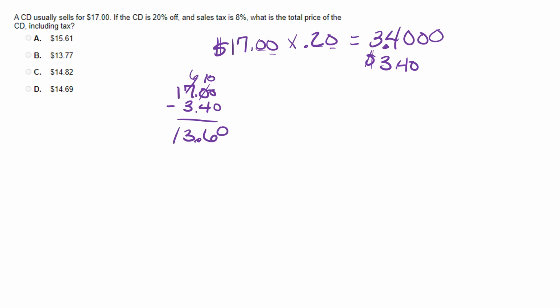So now I'm going to take the $13.60, and I'm going to figure out how much tax is going to be charged to that. Now the sales tax is 8%. Okay, to find that out, it's 8 over 100. So the decimal is 0.08. Okay, so I am going to do 1360 times 0.08.